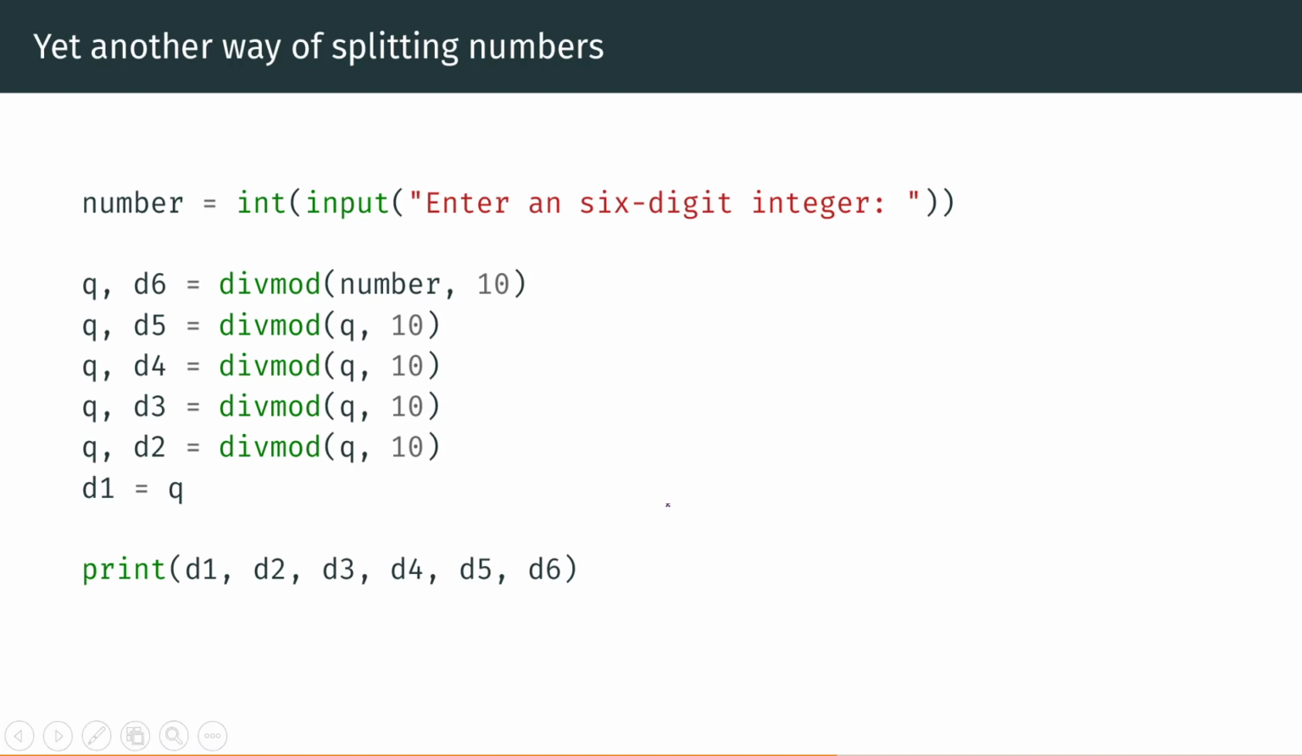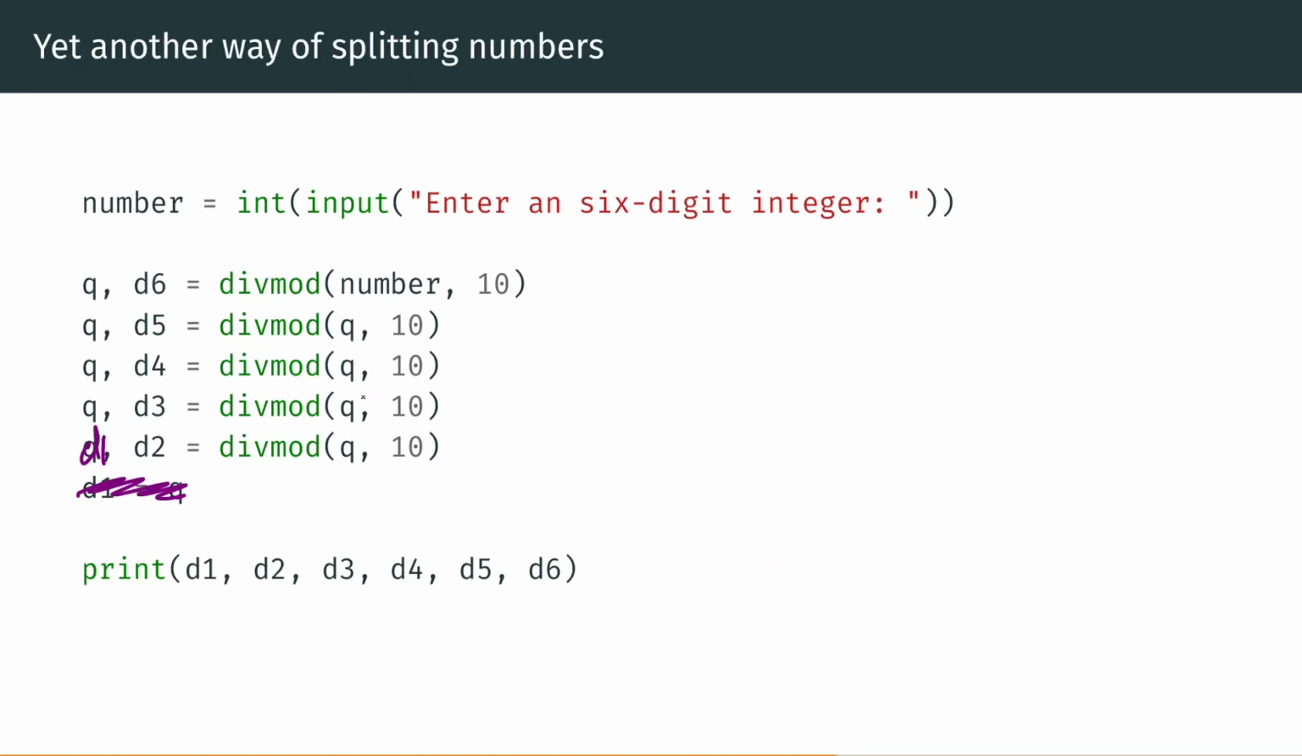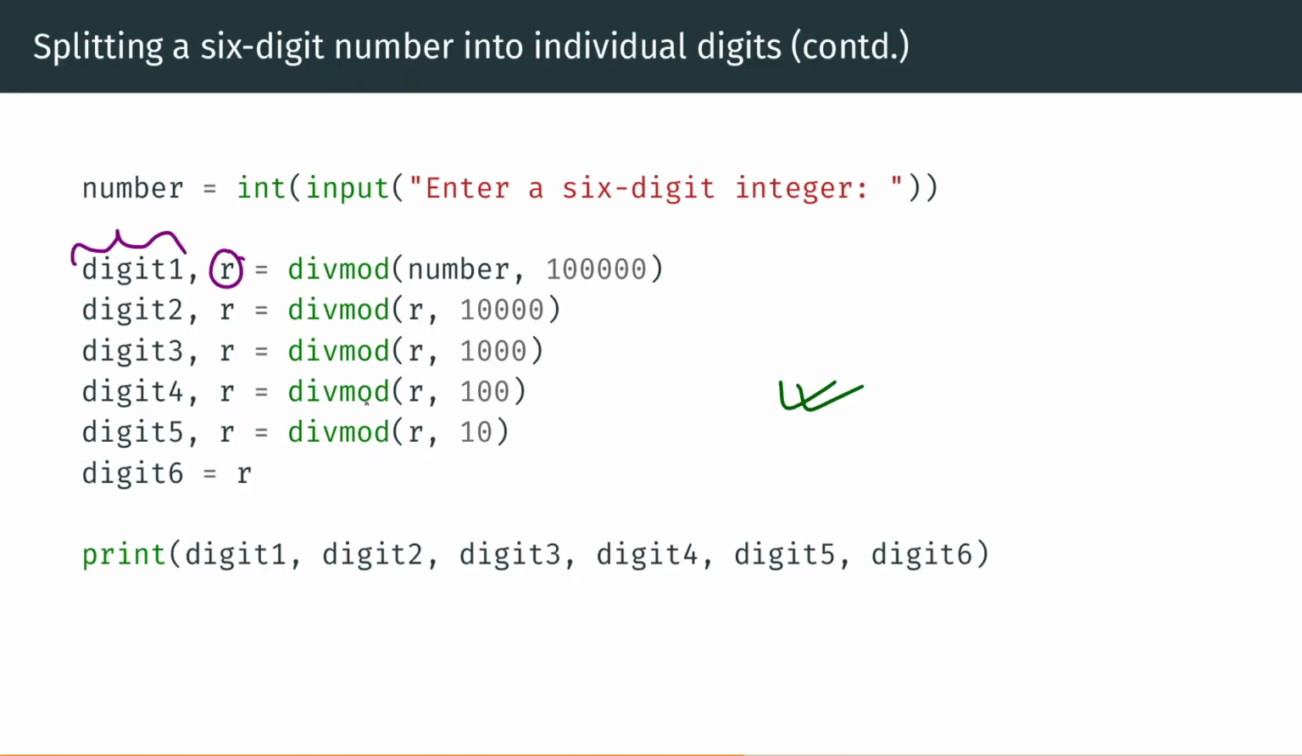Now look at this. Again, like before, we could have said d1, d2 equals this, and get rid of this statement. It's the same thing. So look at the difference between this and this. Now here we start with this number.